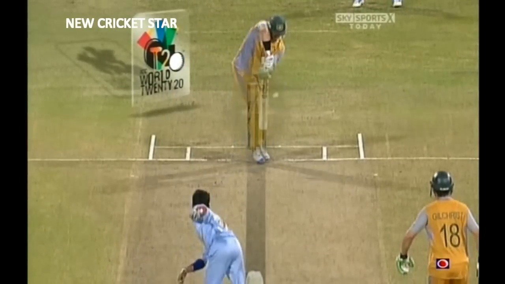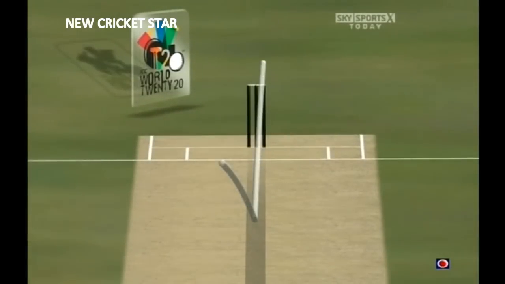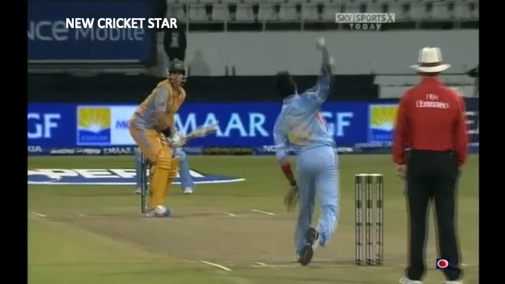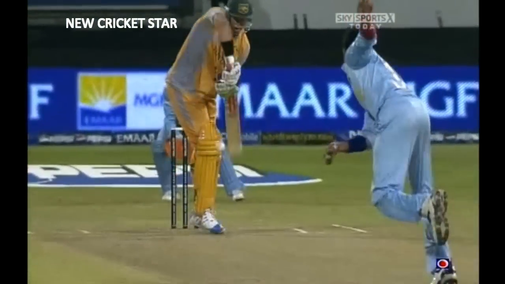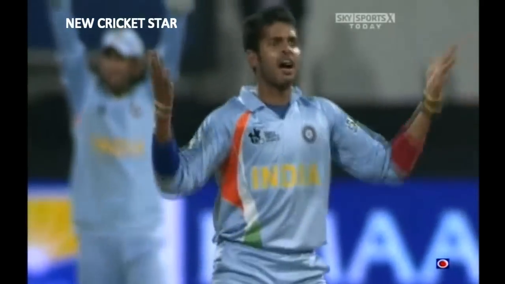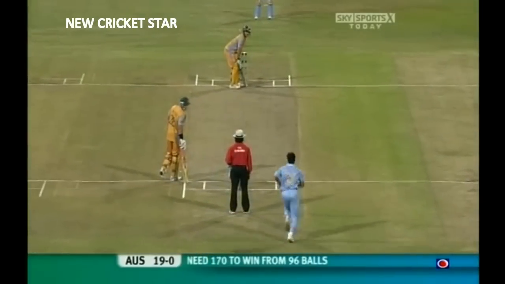Firstly, look at the LBW. It was on the roll. The line's pretty good. Height was the issue. So it was just a tad too short from Srisanth. But he's bowling the perfect line and length at the moment. Please, that was out, he's saying. He's begging.